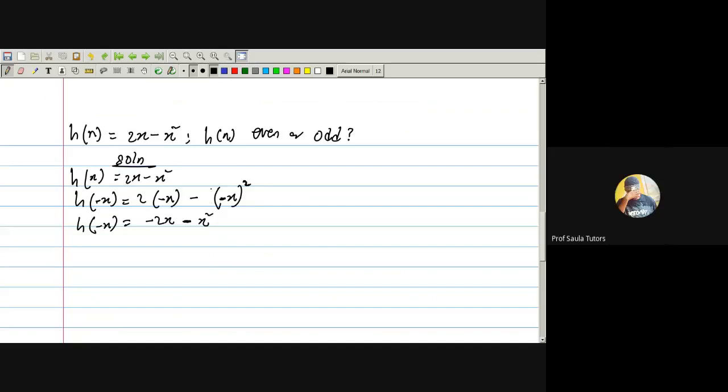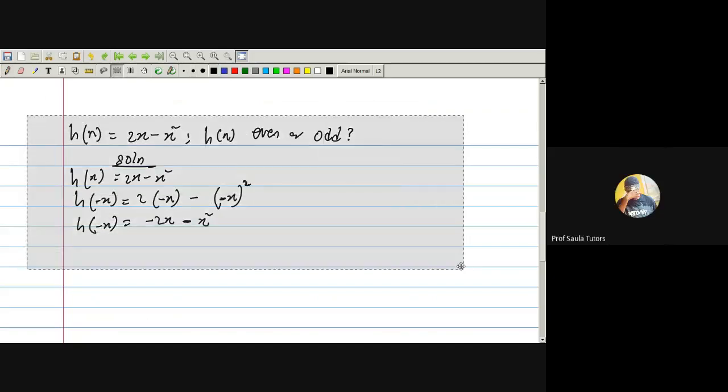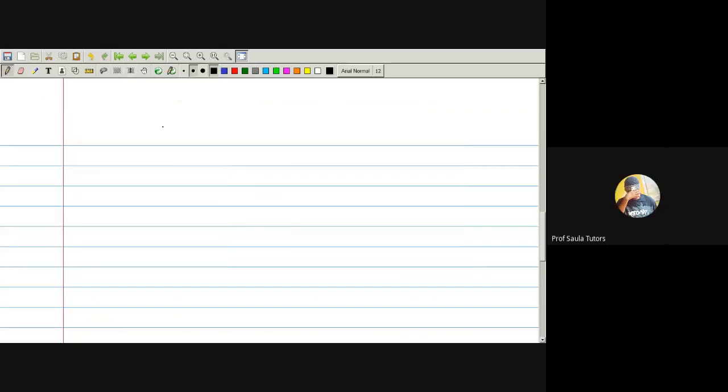Let's look at something like this. Let's say you have g of x equals 1 minus x to the power of 4. Now, let's check if this g of x is even or odd. G of minus x is what? 1 minus x to the power of 4.